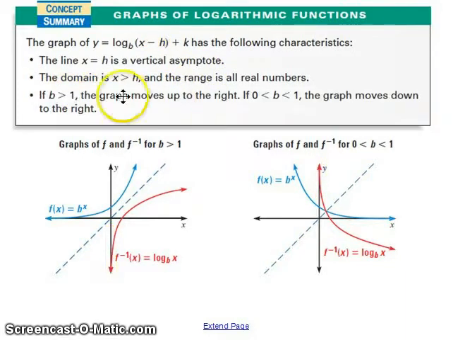And then the next thing to notice, and this actually goes back to the first thing that I said. This is just a repeat of that first thing. If the base is greater than 1, you get this shape. And here what it's saying is, if the base is between 0 and 1, you generally speaking get that shape.